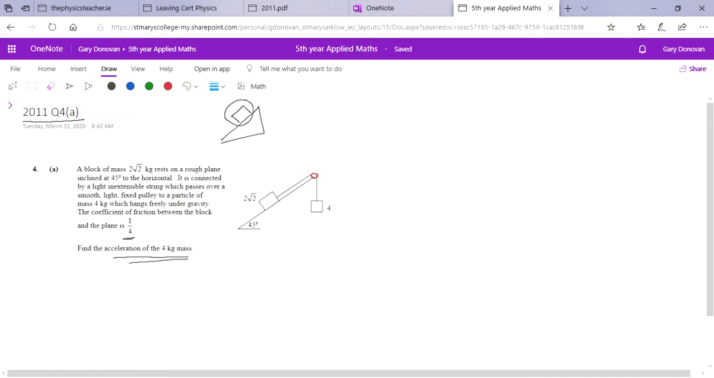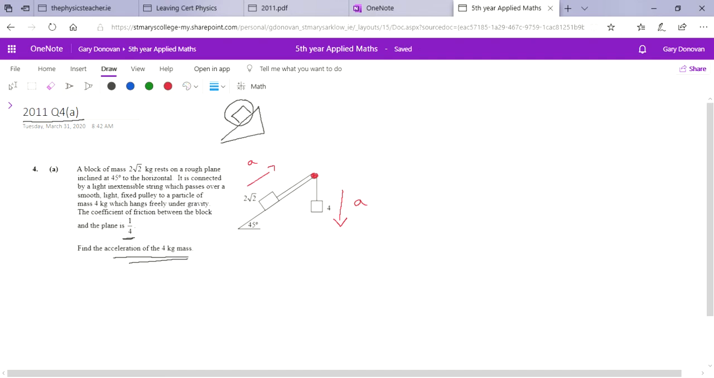Well, one of two things could happen. The 4 kg mass could go down and the 2√2 kg mass could go up, or it could be the other way around. But what you do is you make an assumption, and once you make that assumption, you stick with it. Then if your answer is negative at the end, it just means that things are the other way around. So let's assume that the 4 kg mass goes down with an acceleration a, and the 2√2 kg mass goes up with an acceleration a, because they'll have the same acceleration.